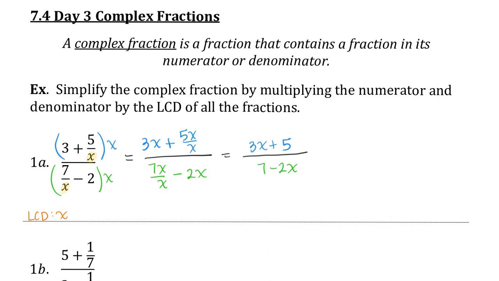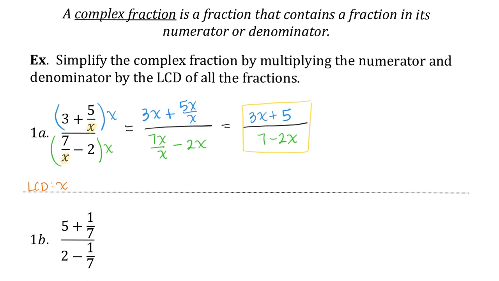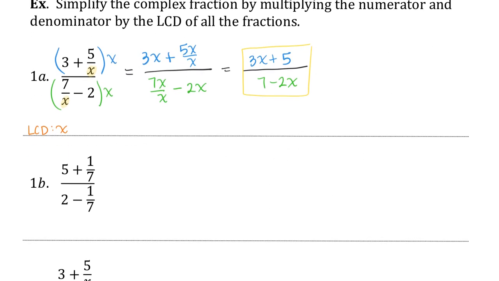Now I should glance and see if there's a common factor. 3 and 5, nope. 7, 2, nope. So this is my answer. And it's better because there's no longer a fraction on my fraction. And if you are able to skip from this step to this step, that's fine with me. I'm going to show it for now, but some people will skip it. That's okay. Okay, 1b is similar.